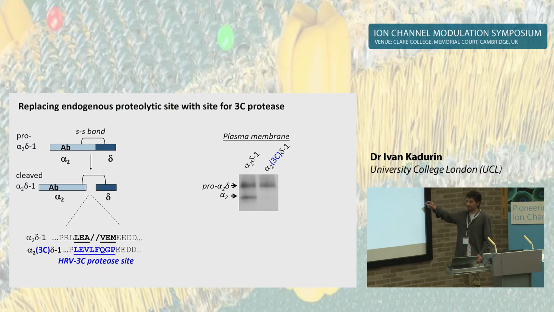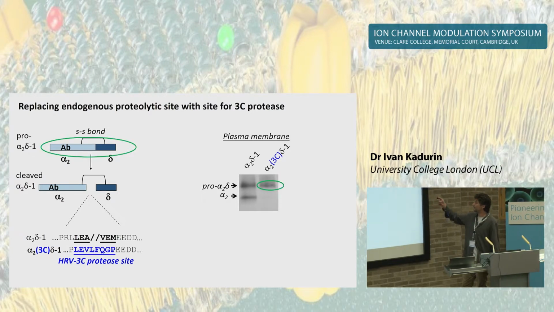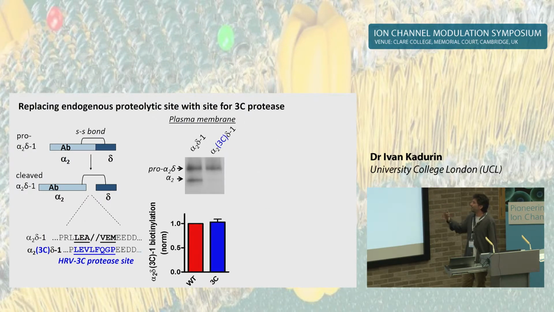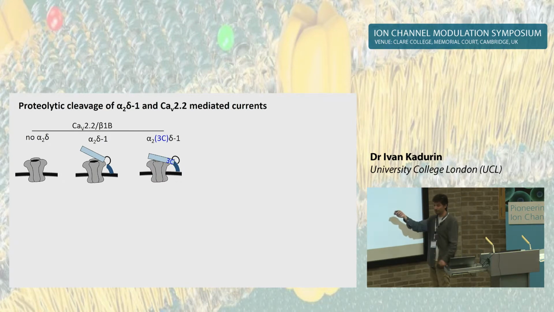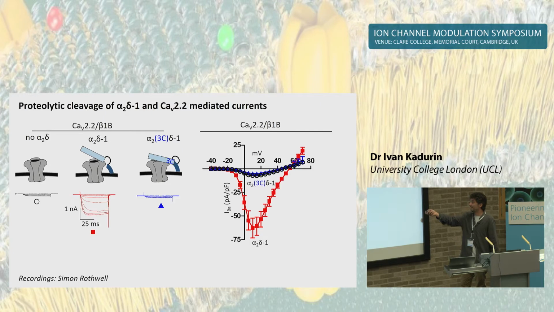This is data from heterologously expressing tsA cells. So there is only one band expressed at the plasma membrane, which is biotin-labeled material. We quantified this, repeated many times, and also examined it by immunocytochemistry. The idea of these experiments was to show that the cleavage did not affect the plasma membrane expression of the subunit. So the protein was expressed at the membrane but was not proteolytically cleaved. And then we tested the functional significance of that. We co-expressed the other calcium channel subunits, CaV2.2 and beta.